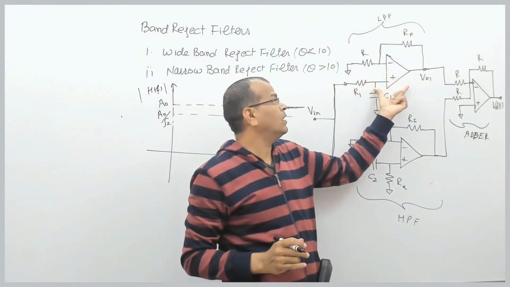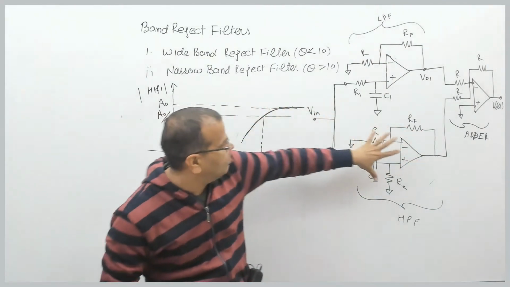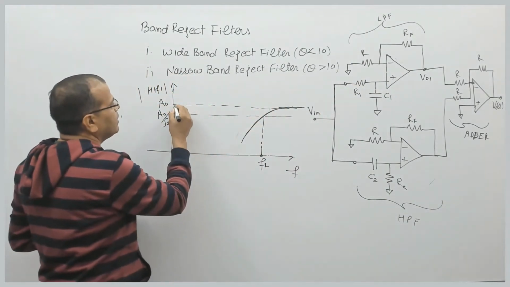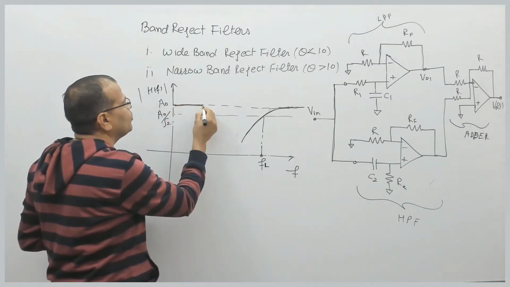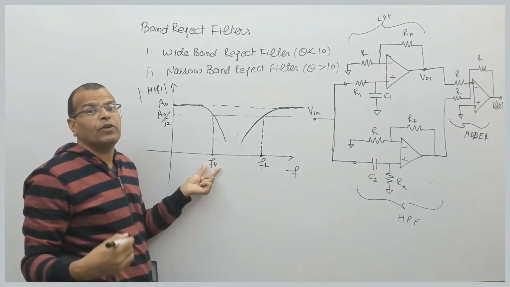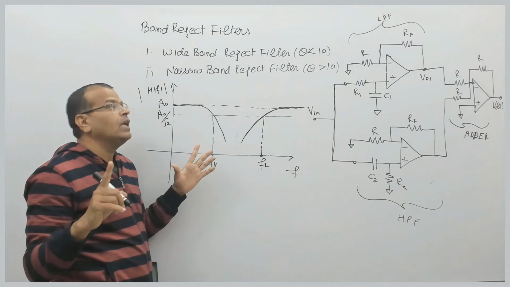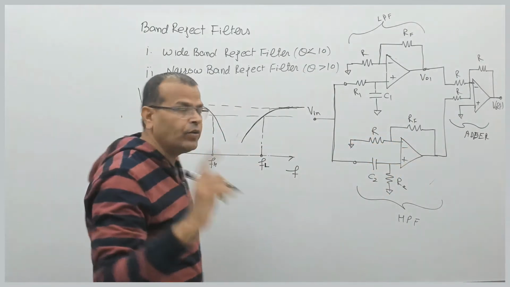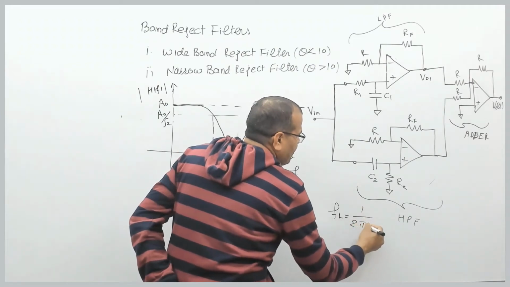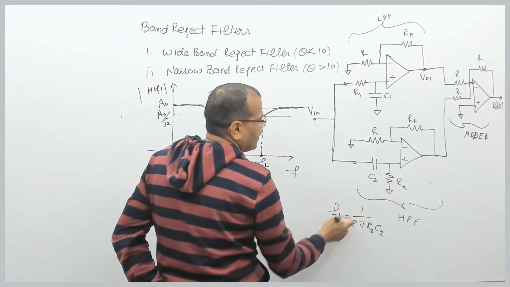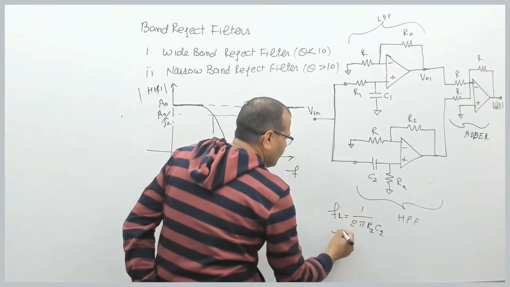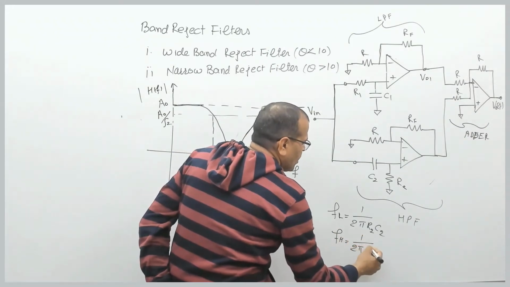Now I select the cutoff frequencies of the low pass and the high pass stages. The characteristic of the low pass stage is selected such that it allows the frequencies up to a certain frequency, which is called the cutoff frequency of the low pass stage, the highest frequency of the low pass. Now try to recall: the cutoff frequency of the high pass filter is FL, which is 1 by 2 pi R2C2, right? The cutoff frequency of the low pass stage is 1 by 2 pi R1C1.